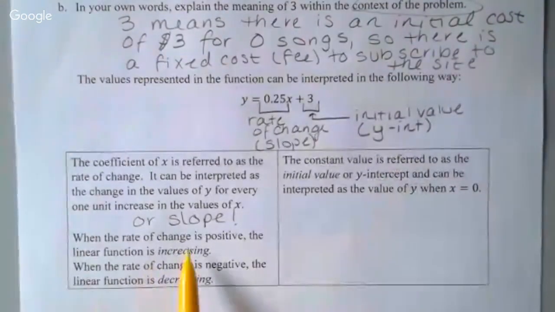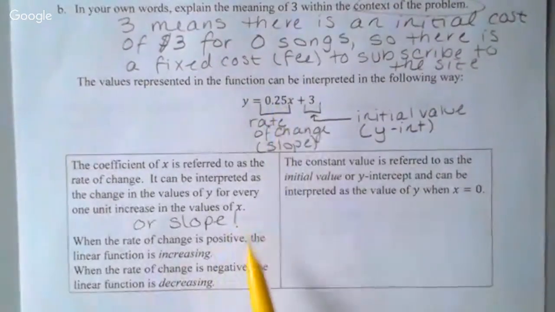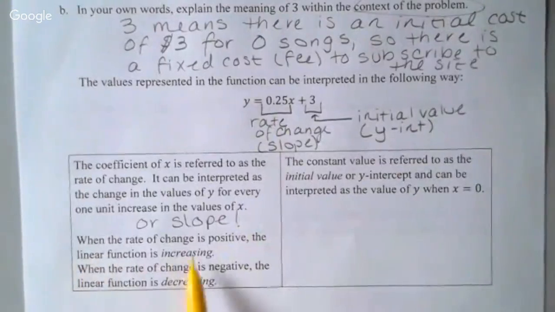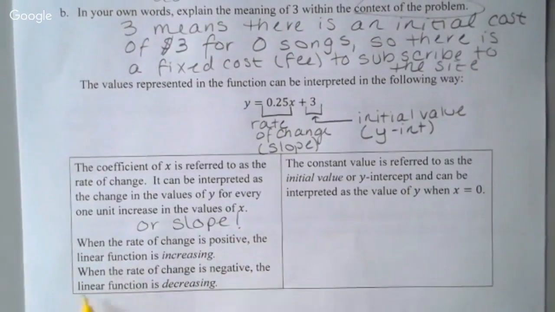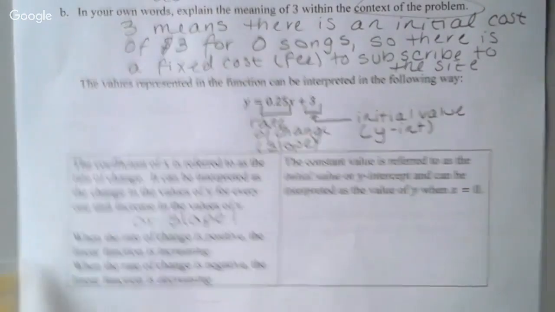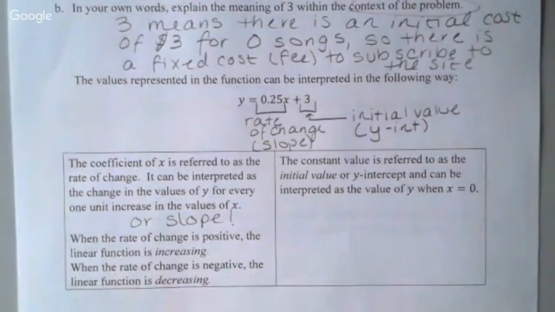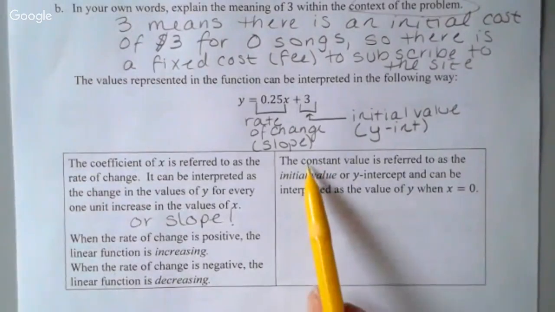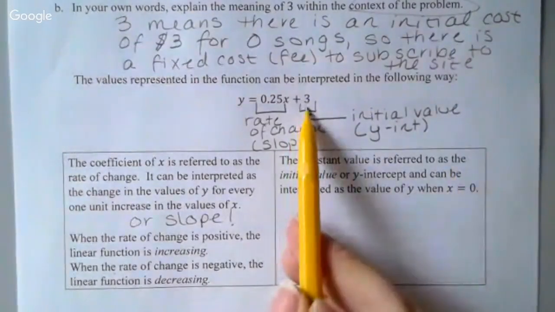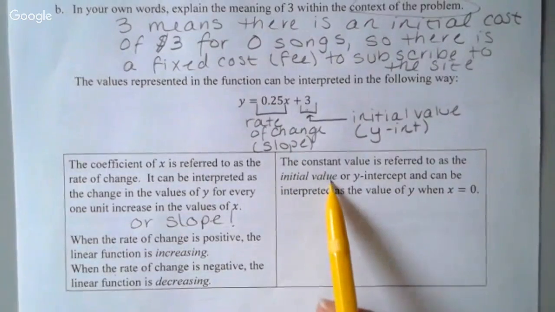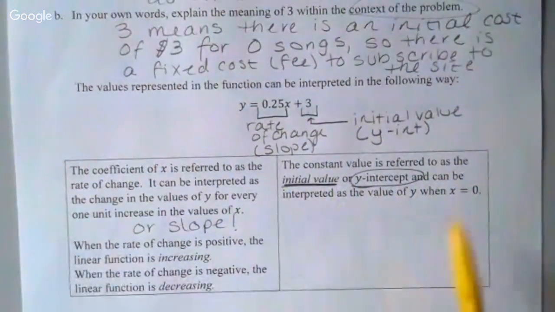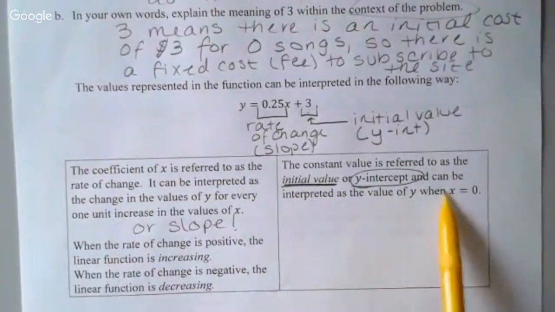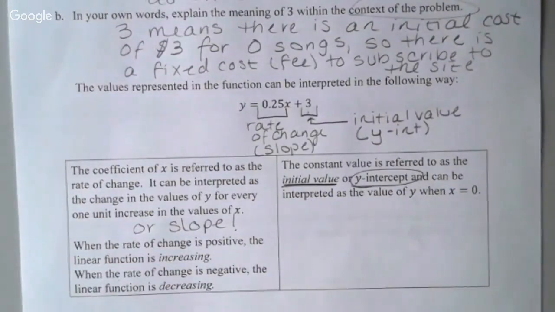When the rate of change is positive, like we had, 0.25, we want to make sure we say that the function is increasing. If that rate of change ends up being negative, make sure you include decreasing in your description. You want to be very specific. The constant value at the end is referred to as the initial value or the y-intercept. Okay, so there it is. And it can be interpreted as the value of y when x is 0. So again, this should be reiteration of things that we've learned previously.